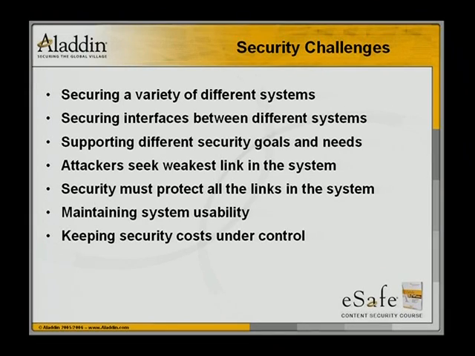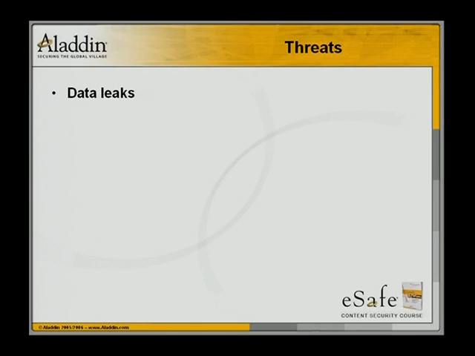Keeping security costs under control, like we said, total cost of ownership. We basically want to spend less money on securing something than what the merchandise is worth. Let's say I have $10,000 of merchandise. I wouldn't want to spend $20,000 protecting it. Now let's see some types of threats.